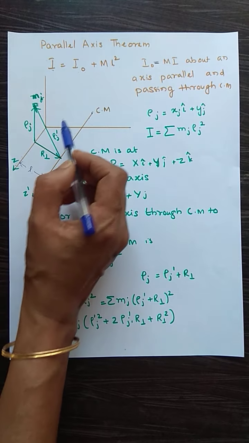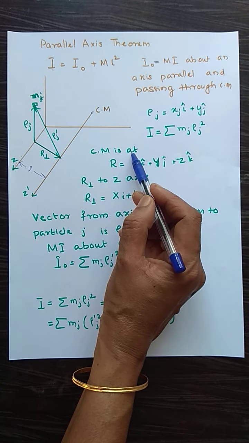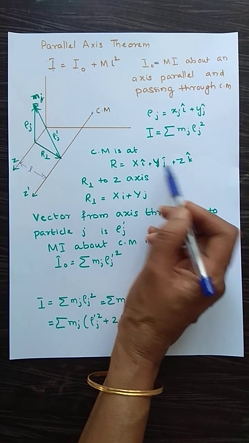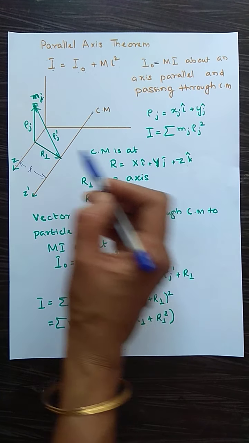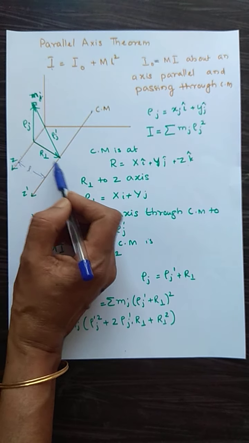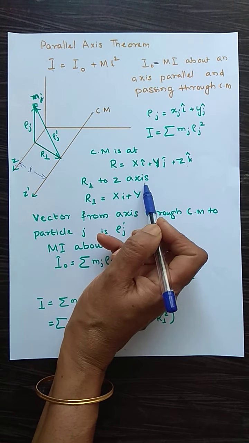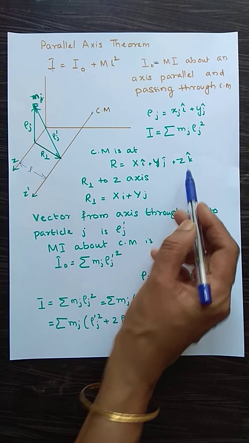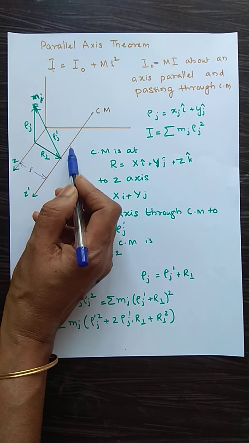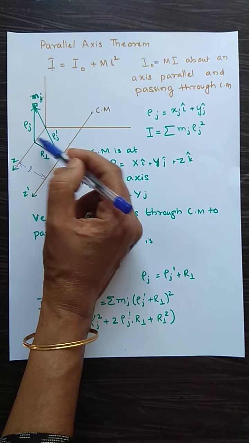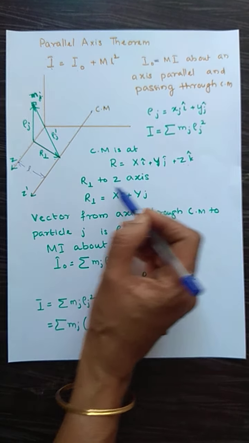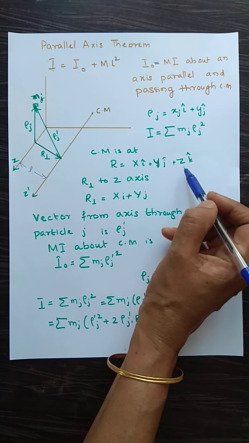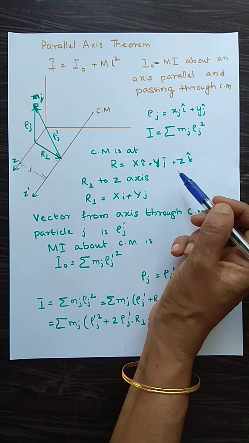So this is the position vector of center of mass R, that is from the origin, is xi plus yj plus zk. Now we are going to consider R perpendicular to z axis, means it won't have z component because this axis is parallel to the z axis. So we can write R perpendicular as xi plus yj. It won't have the z component, right?